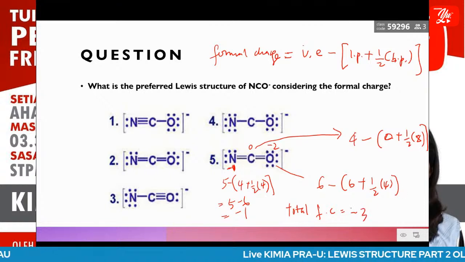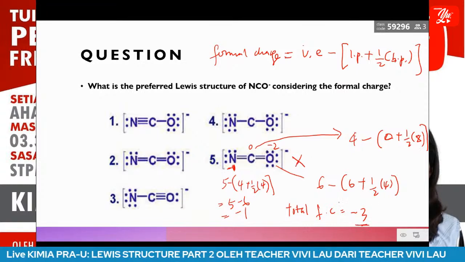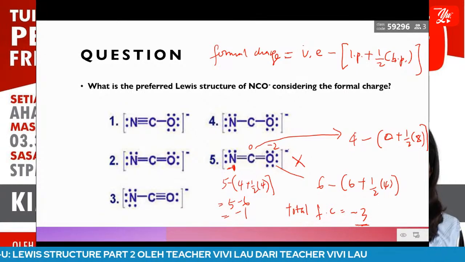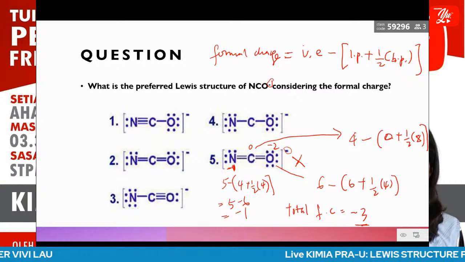Okay, so this one is not good. This one cannot be the answer because the formal charge value is too high and different from the charge of the ion. The charge of the ion is -1. So you try to calculate for the other Lewis structures.